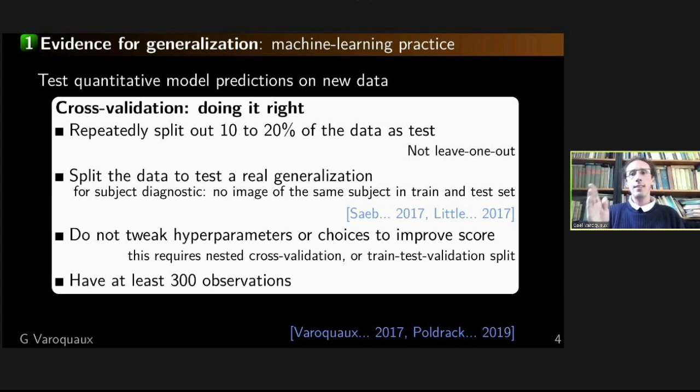and not use leave-one-out cross-validation, to split the data in a way that tests a real generalization. For instance, to do subject diagnostic, no image of the same subject should be in the train and in the test set. Importantly, you should not tweak hyperparameters or make choices to improve the score. This requires nested cross-validation or a train-test-validation split if you need to make model choices. And you should have at least 300 observations to measure correctly the test's accuracy.